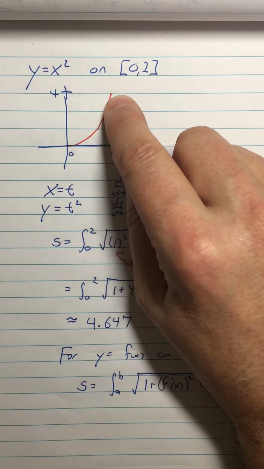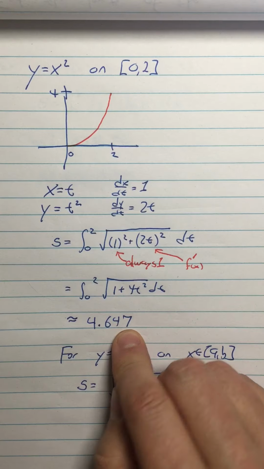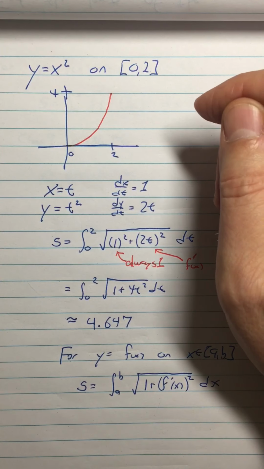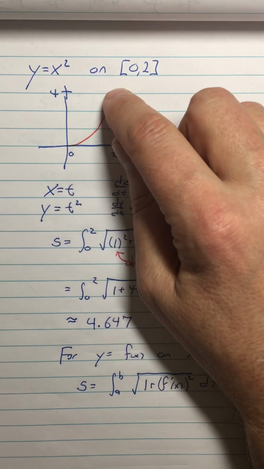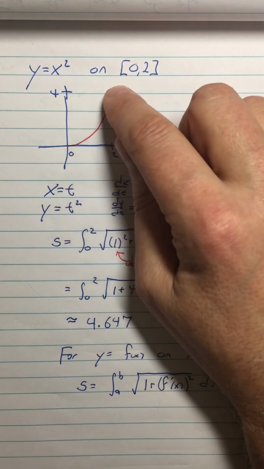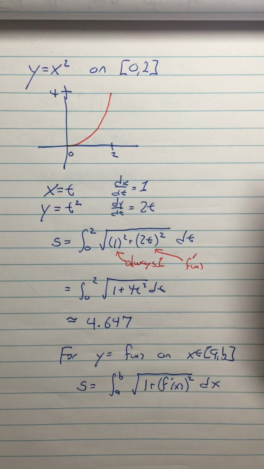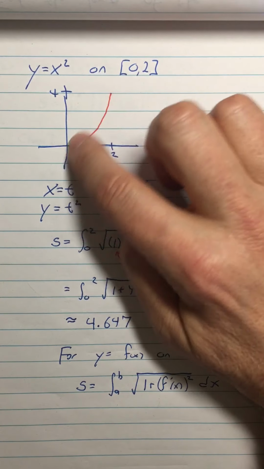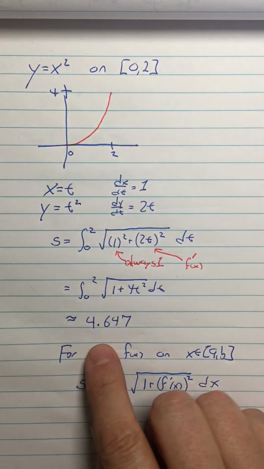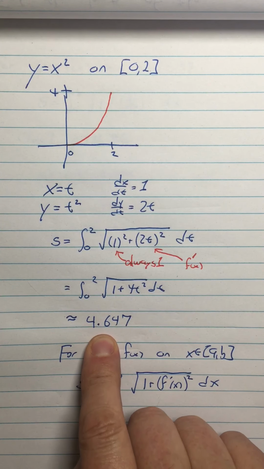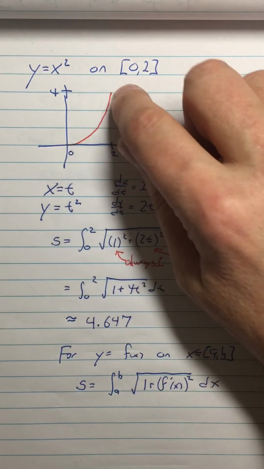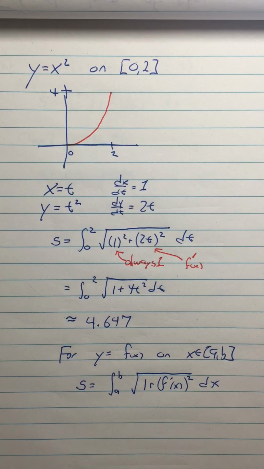Like, how long is that curve? It's 4.647, a little bit more than 4. I think it's going to be a little bit longer than, what would that distance be? 2 squared plus 4 squared is 20, so 4 square root of 20. What's the square root of 20? It's going to be a little bit more than 4, right? So the square root of 20 is a little bit more than 4. This is a little bit more than that, yeah, because it's a little bit more than the diagonal. Pretty interesting result.